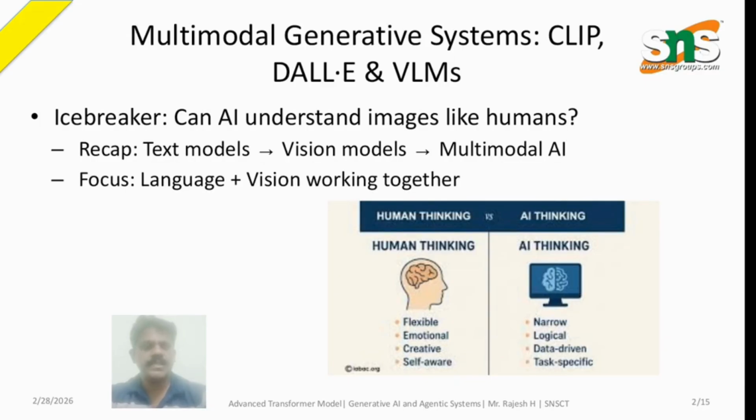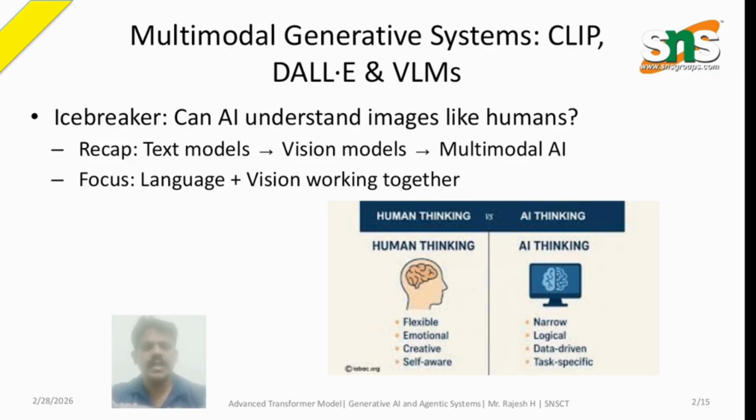To answer this, let us compare human thinking with AI thinking. AI thinking is narrow because it has limited logical analysis, and this analysis happens through a data-driven approach. Also, it uses completely task-specific methods. But human thinking is flexible, emotional, highly creative and intelligent, and it is more about self-awareness.